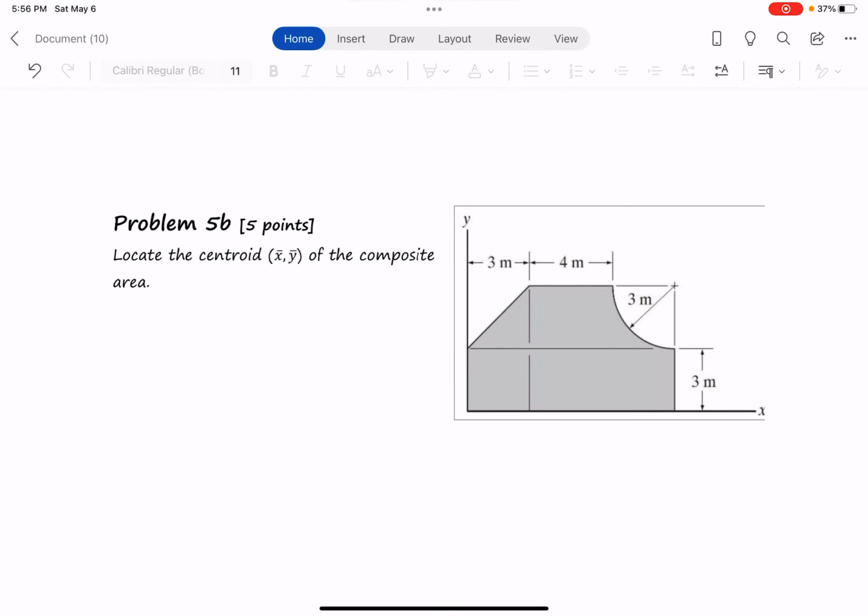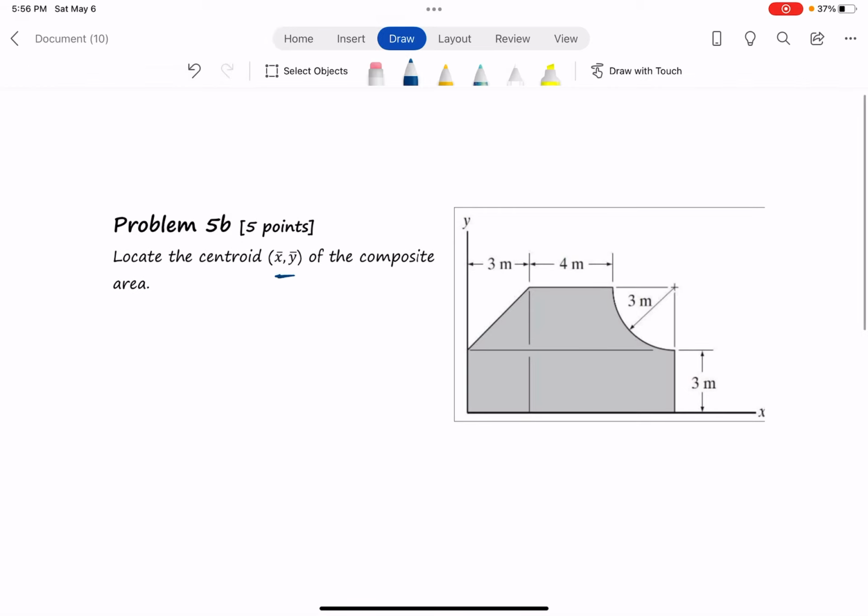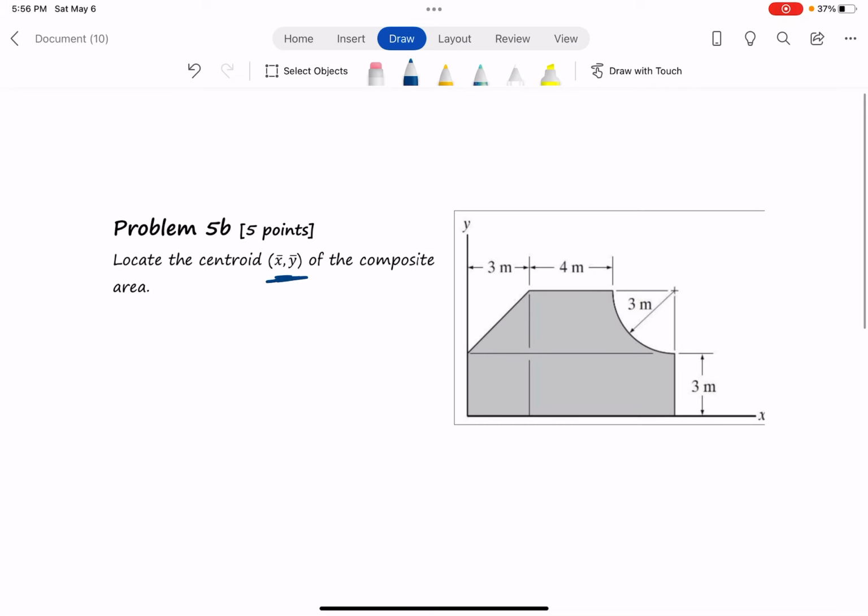Bismillah ar-Rahman ar-Rahim. Let's look at this problem. We need to find the centroid. We want to find out x bar. We need to locate it, find out the location of this x bar, y bar on this figure.